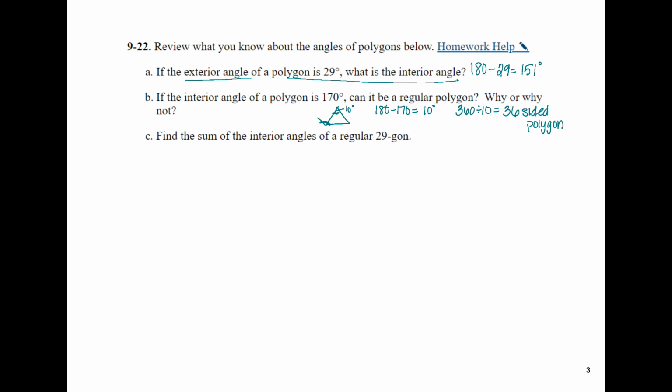Letter C says find the sum of the interior angles of a regular 29-agon. So if we have a 29-agon, we have a polygon that has 29 sides. So we had two different methods we used. If we made triangles in our regular polygon, we took the number of sides, subtracted 2 from that, and then multiplied that by 180, which gave us 4,860.